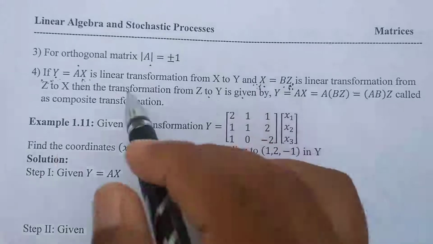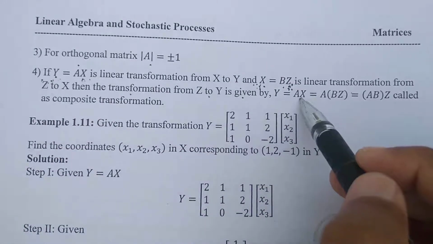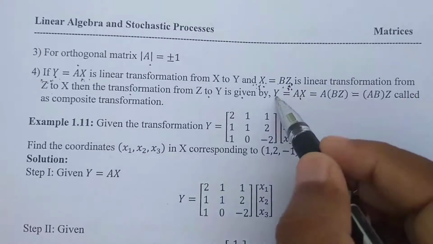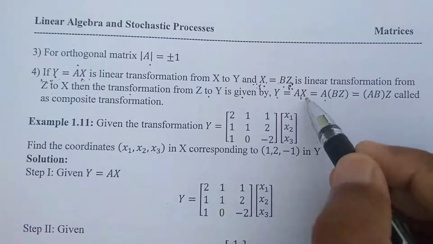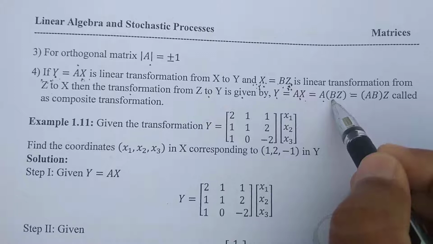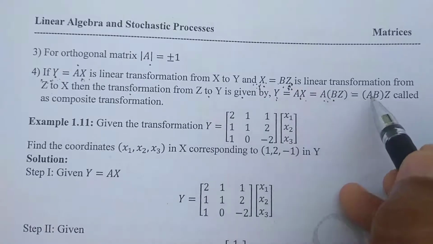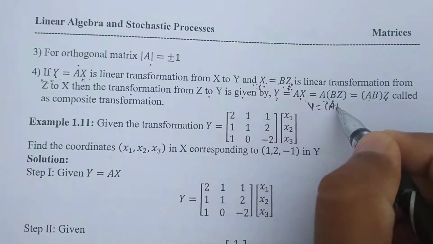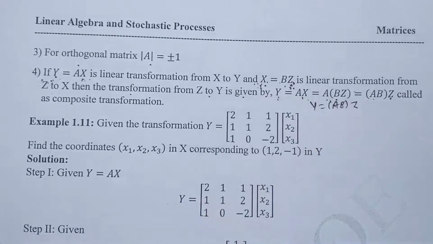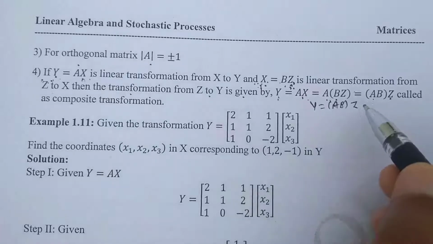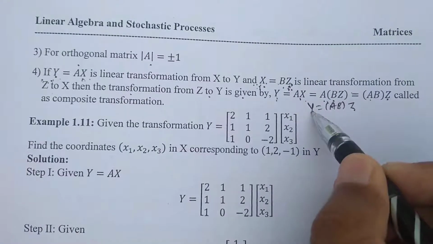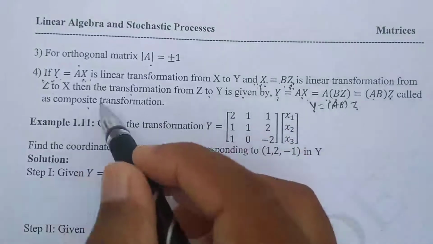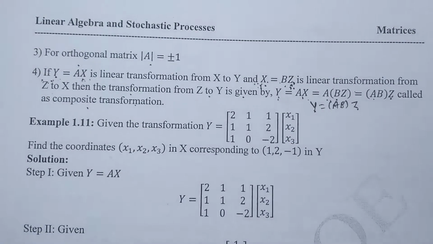See, we are given that y is equal to ax. In that, put the value of x as bz. So we will get y is equal to a in brackets, the value of x as bz. That means y is equal to ab into z. So you will get here y is equal to abz. That is the composite transformation from z to y directly. This transformation is called composite transformation.